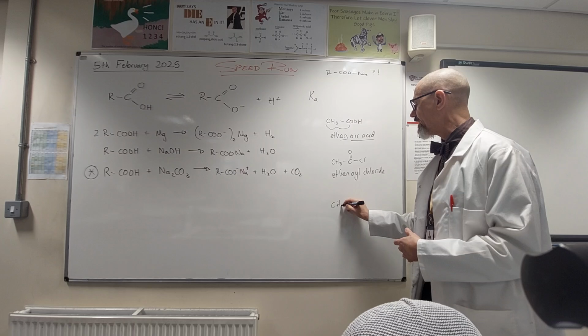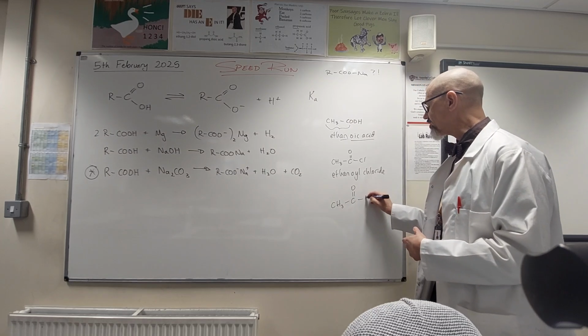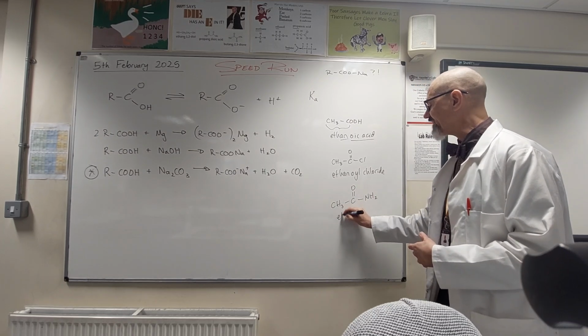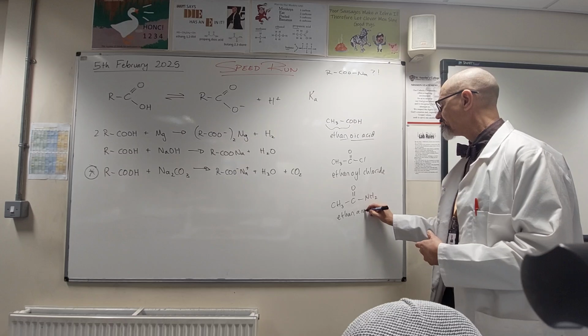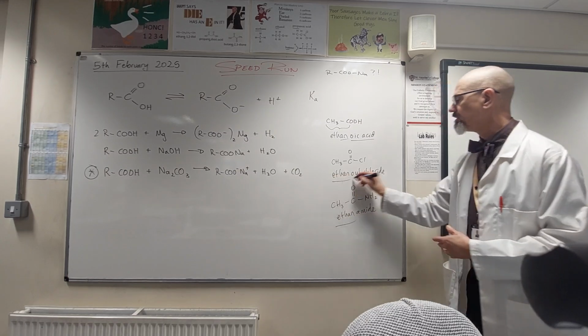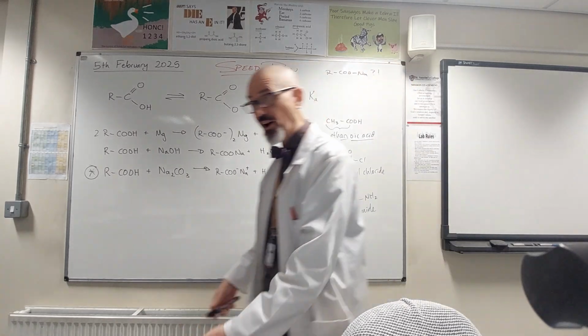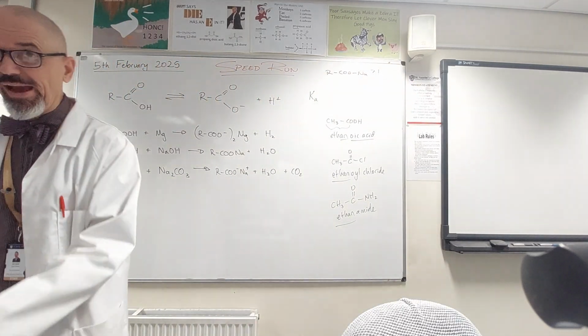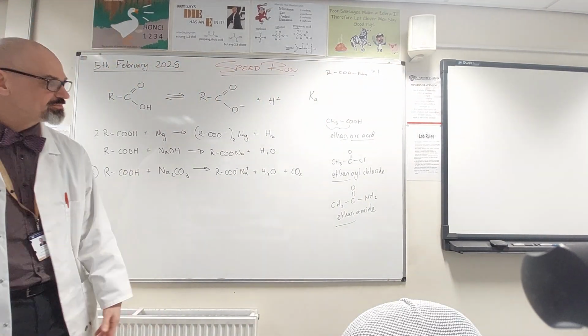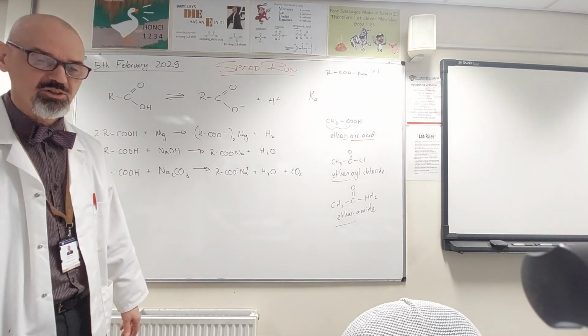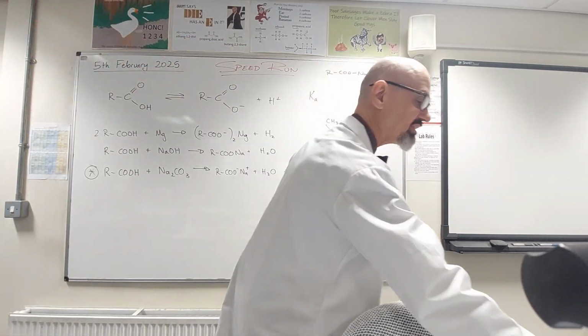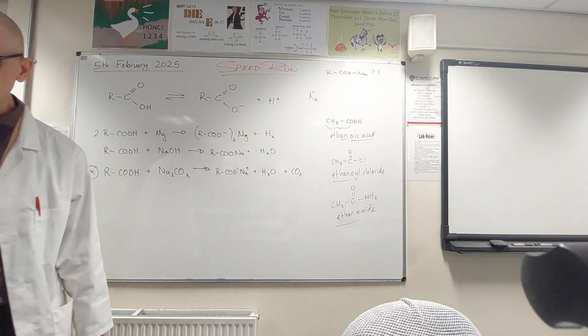If I made it an NH2, then it's ethanamide. But notice the ethanoic anhydride, ethanoate, it's always ethan. For all of the carboxylic acid derivatives, all use that naming system.